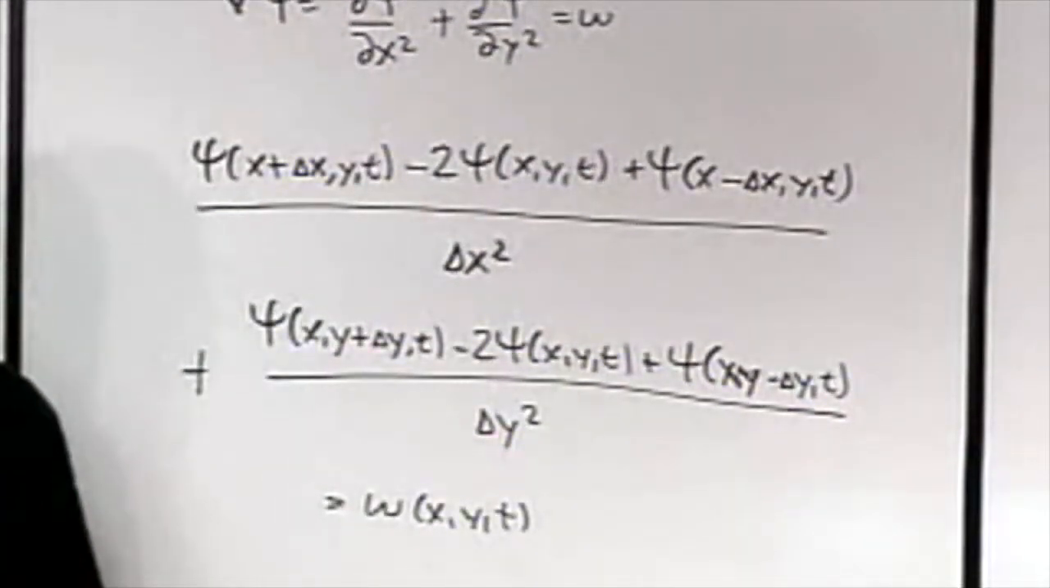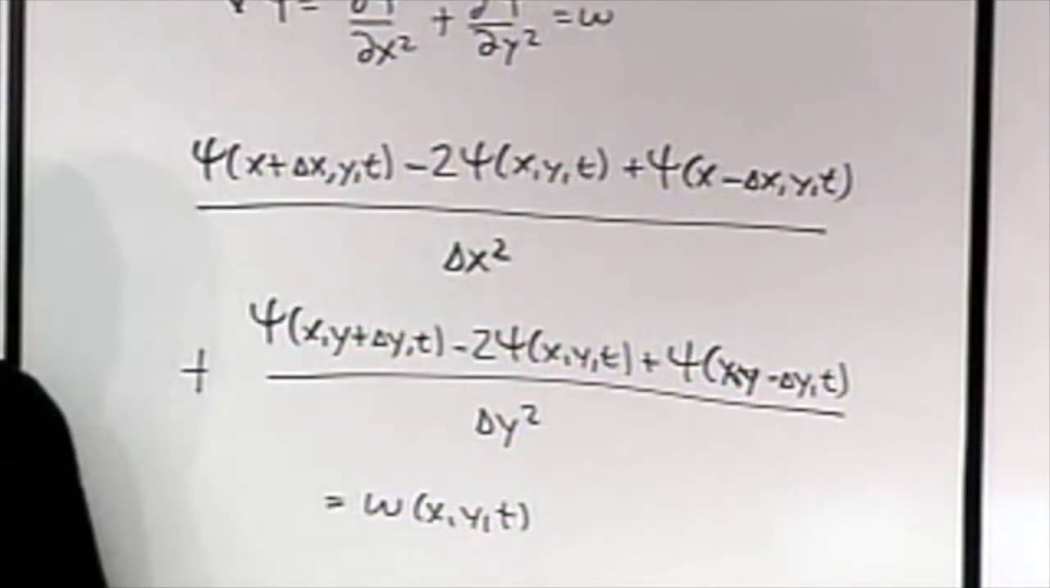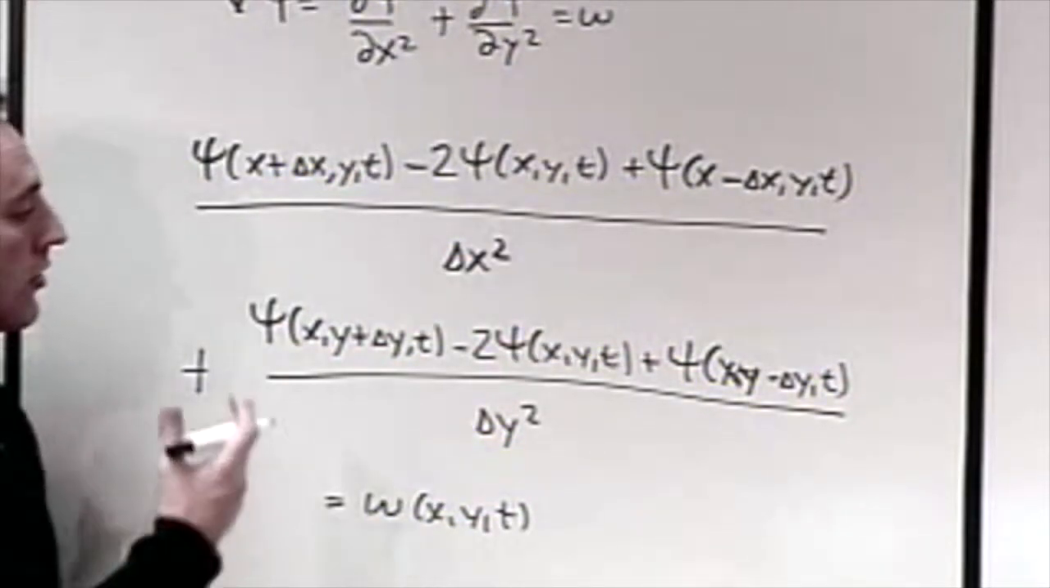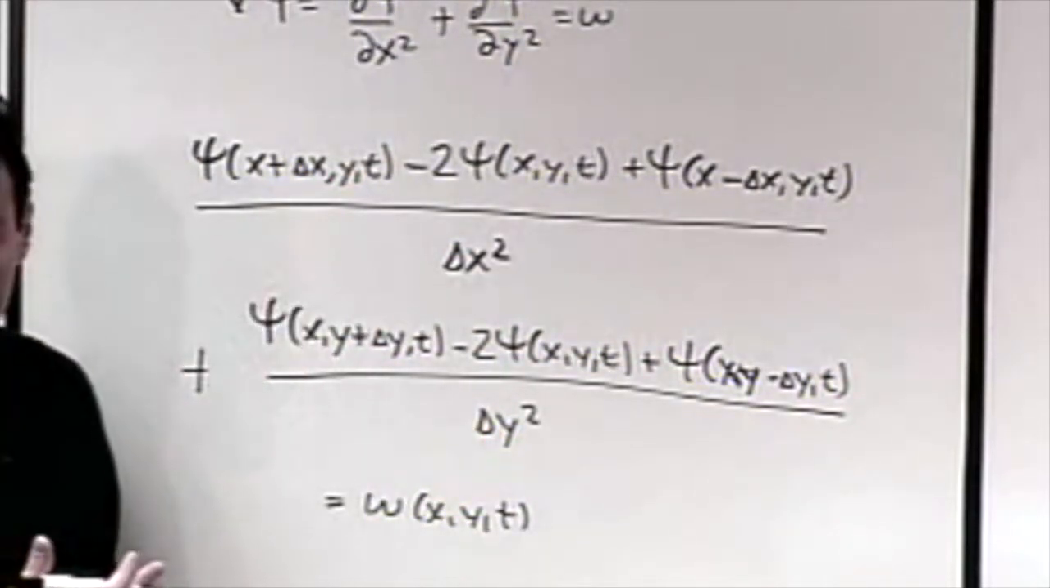So that's what happens when you discretize that equation. That's what you get. Notice, this is no longer a differential equation, a partial differential equation. This is now a finite difference equation. Every point here, when you calculate this, relies on neighboring points.